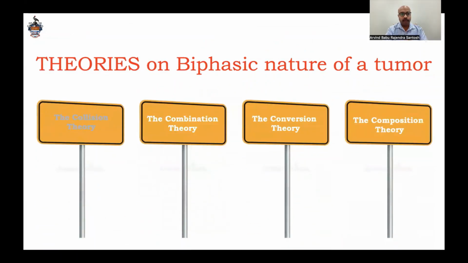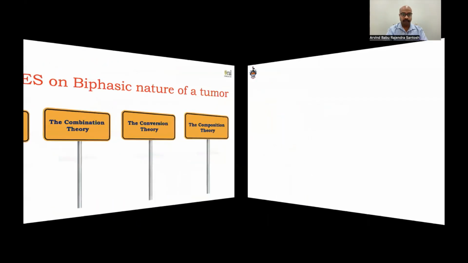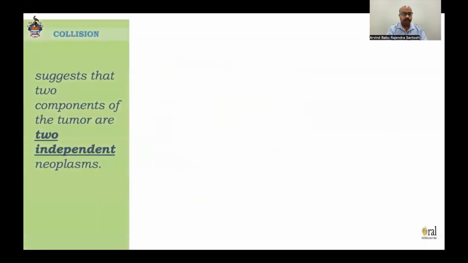So I believe the backbone of this presentation is this slide, or next two slides. The theories that explain the biphasic nature of the tumor are: 1, the collision theory; 2, the combination theory; 3, the conversion theory; and 4, the composition theory. Let us look at what these theories say to us.